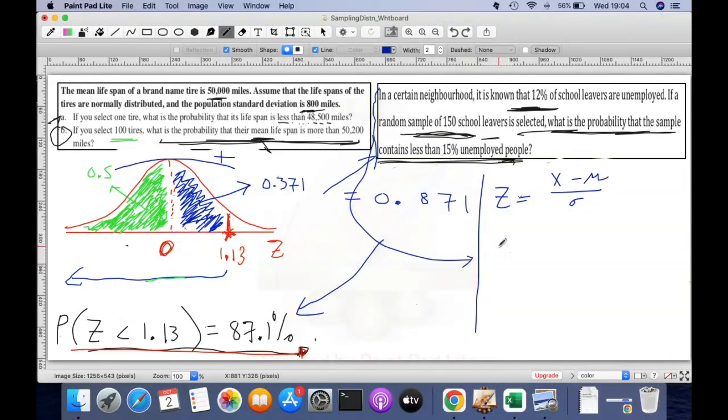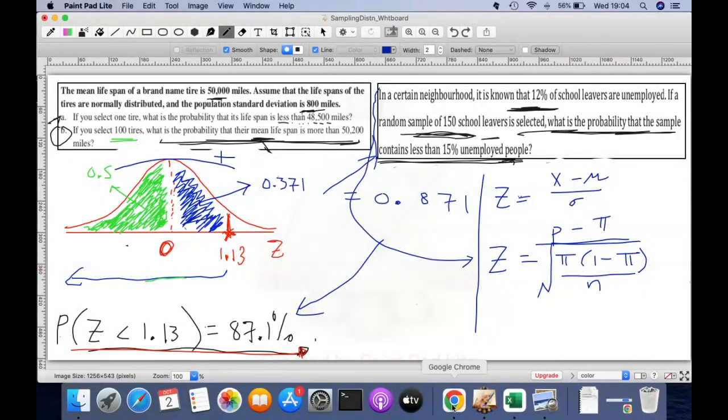For this question, remember the formula we're using is for proportion. So it'll be Z equals P minus pi, all over the square root of pi times 1 minus pi, all over n.